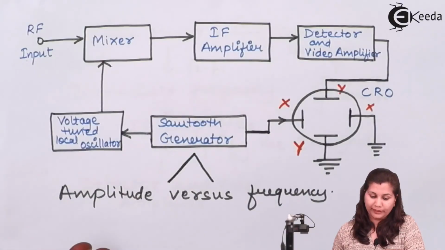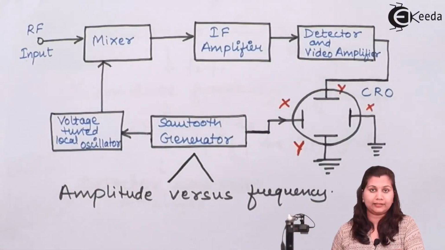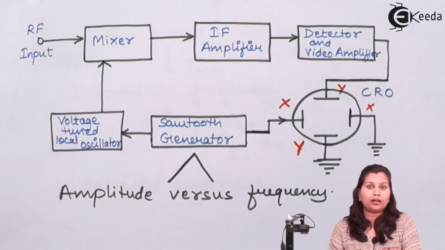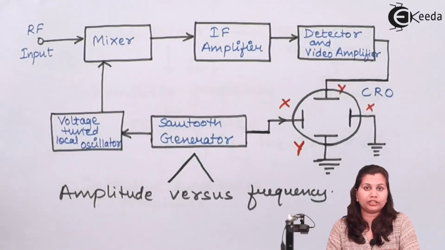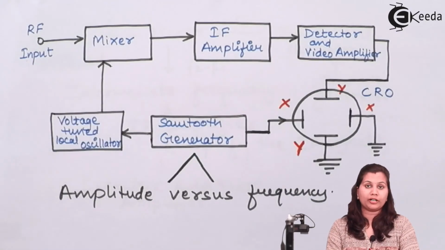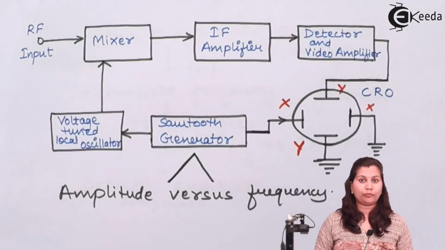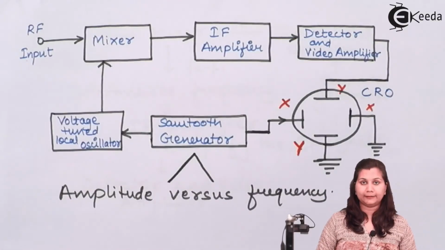Whereas the frequency domain analysis, like the amplitude versus the frequency, is used to measure other characteristics, like if there is any attenuation, or if there is any deviation due to the modulation signals, so that can be measured with the help of the frequency domain analysis. So spectrum analyzers are used for the frequency domain measurements of the signal.